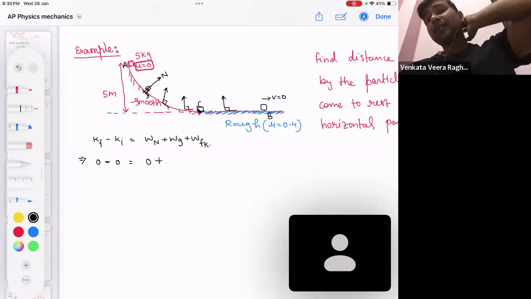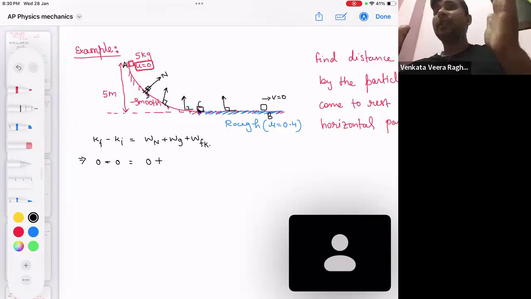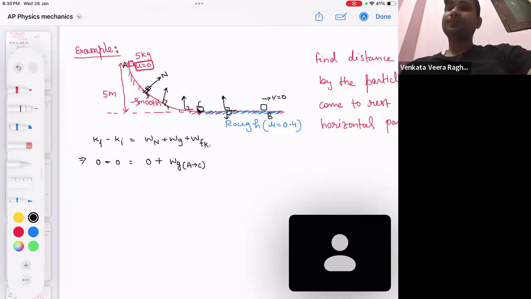Gravity work done will only happen for A to C part, because after C what will happen? Gravity and displacement also becomes perpendicular. So gravity work done, just for understanding, you can write it, work done by gravity from A to C. Next, friction work done.